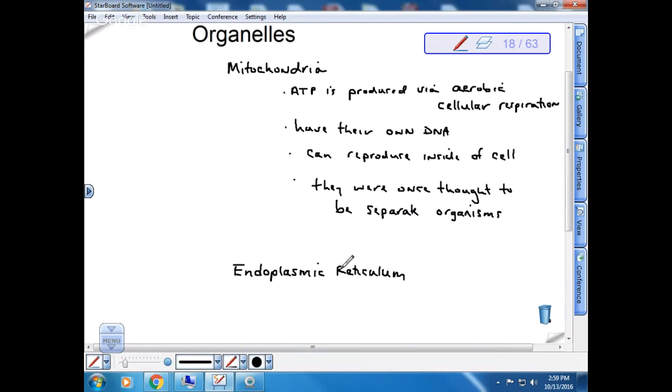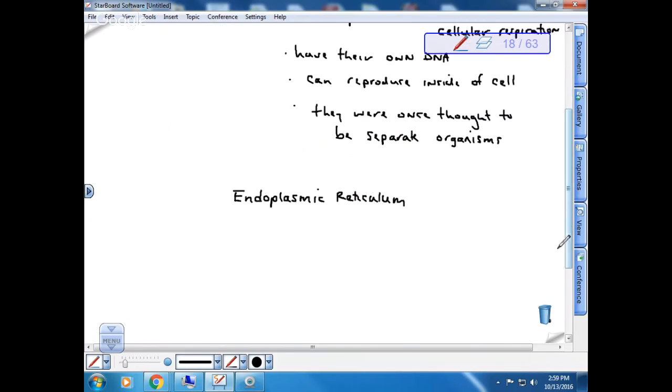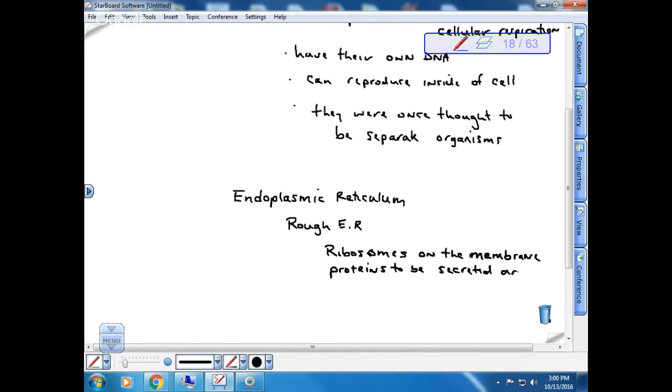Oops, I just broke my pen by dropping it. Okay. So this is the rough ER, and we can abbreviate it as ER, okay? This has ribosomes on the membrane. This is where proteins that are going to be secreted are produced. So this is proteins to be secreted are produced here. Okay, so that's the rough ER.